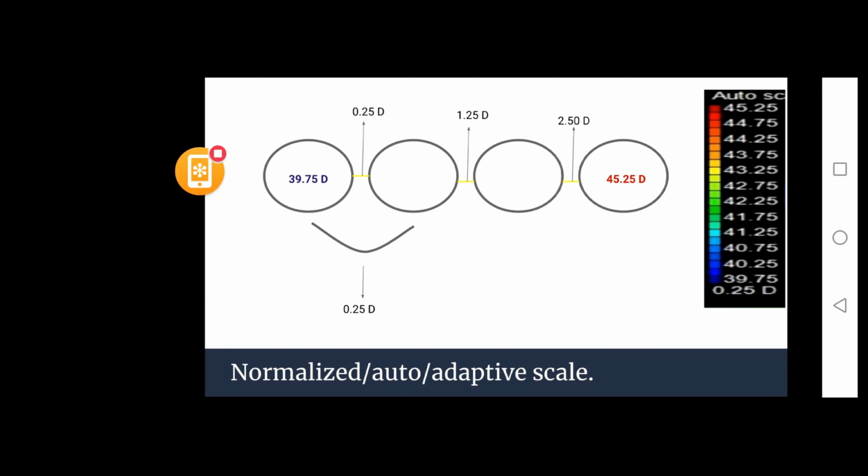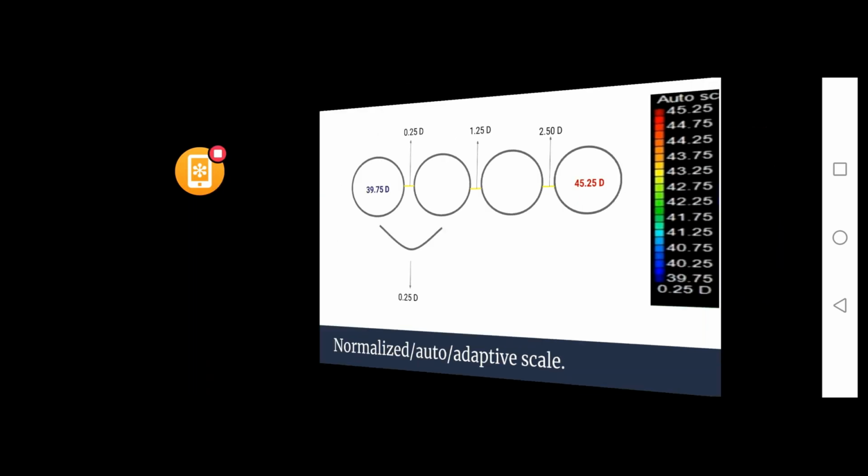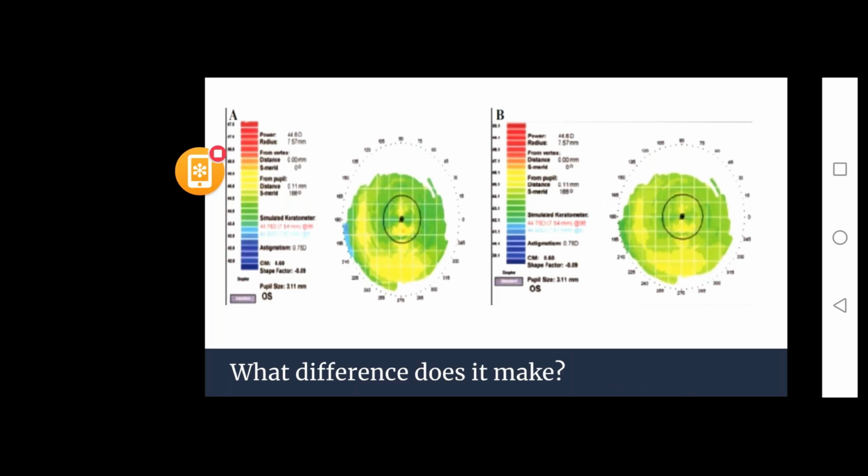Right. So you have to keep a very vigilant eye on what kind of a scale is being used. Now, what difference is it going to make on topography reports? Okay, I'll show you a live example. On the left side, you can see that they have used an adaptive scale, sorry, not standardized. And on the right side, they have used a standardized scale.